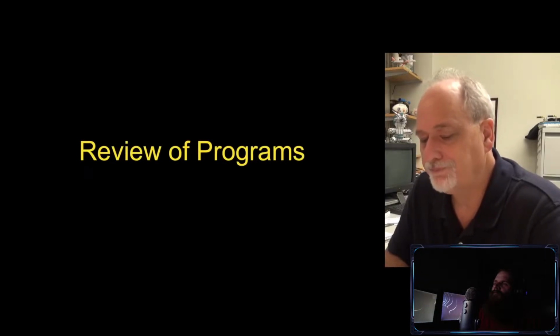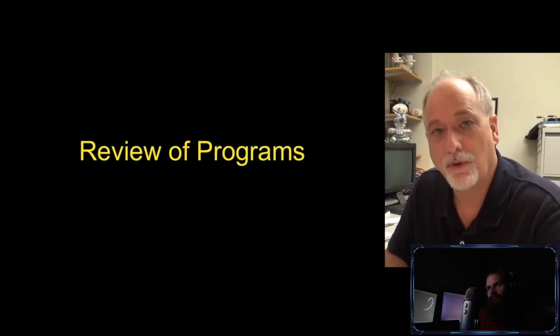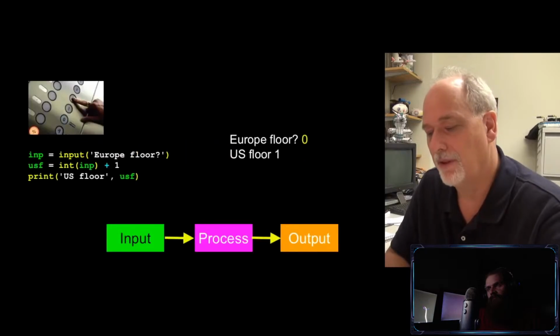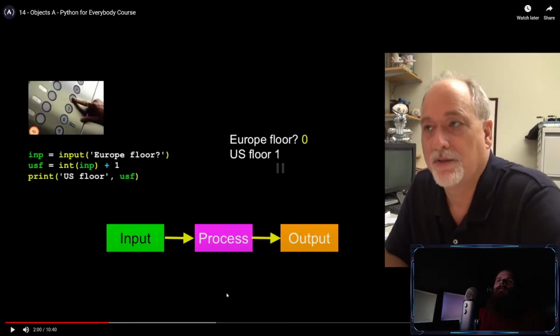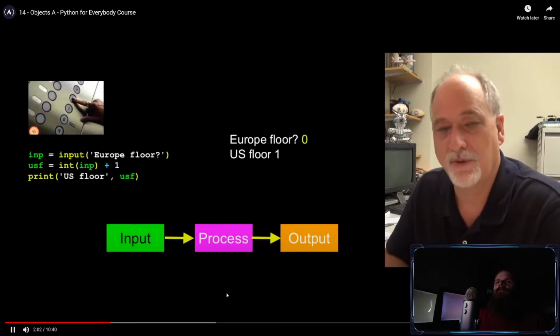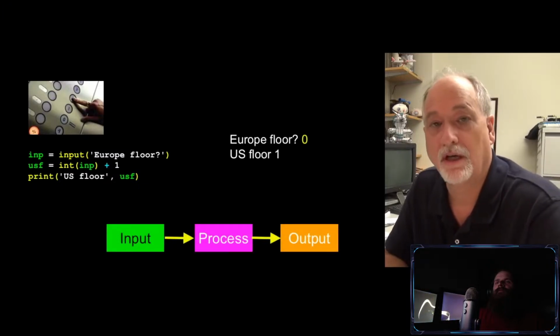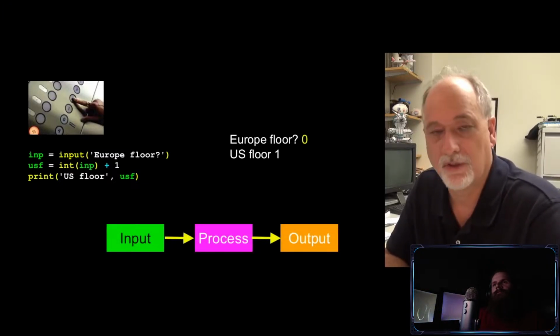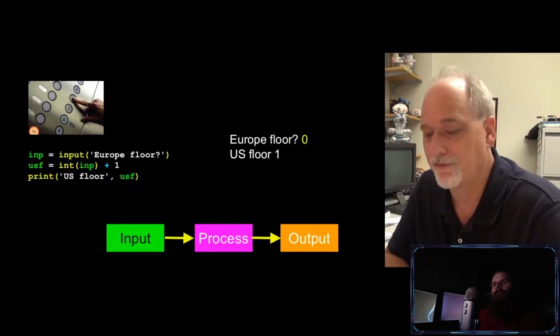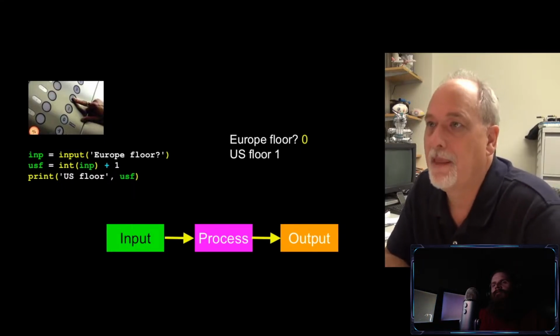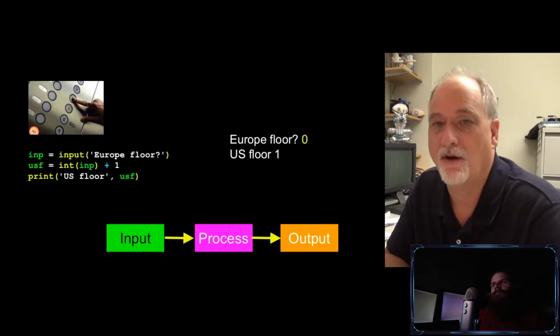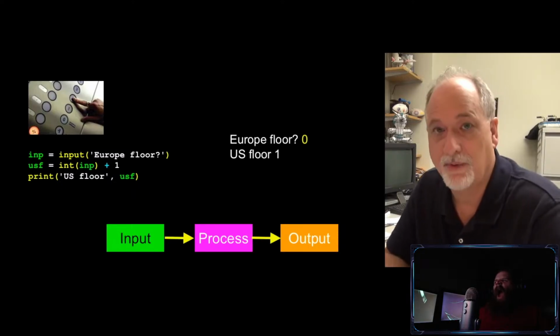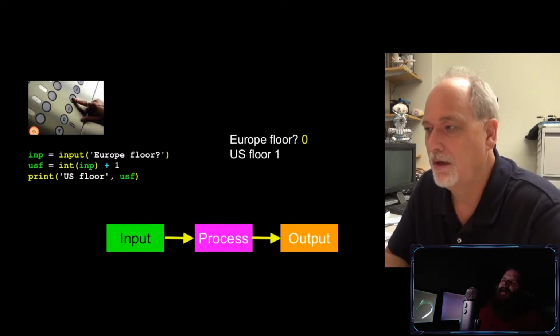So I want to review from the very beginning what we think of as a program. The classic program, my favorite little minimum program, is our little elevator floor converter, which converts from European elevator floors to United States elevator floors. And the key to this is that it's input, processing, and output. And this is a good way to model any program.